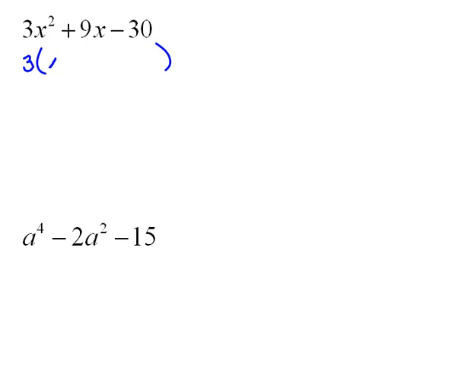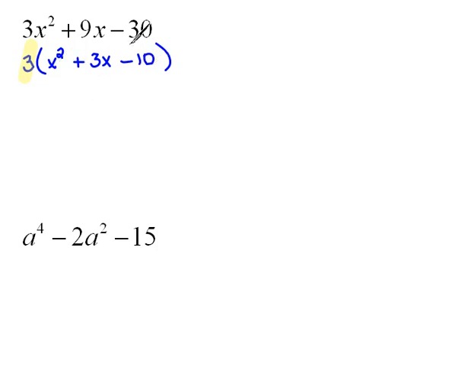3 times x squared gives us 3x squared. 3 times a positive 3x would give us a positive 9x. And 3 times negative 10 would give us a negative 30. Now, just for the time being, we're going to ignore that 3 on the outside, and we're going to see if that trinomial will break down a little bit further.